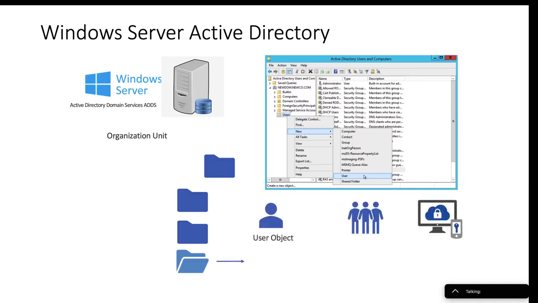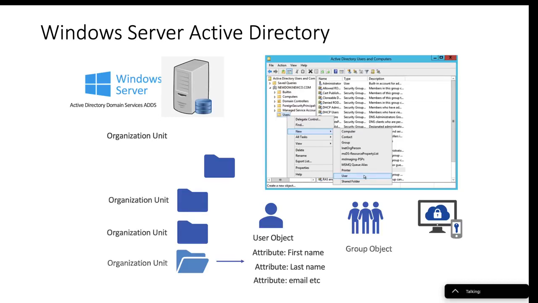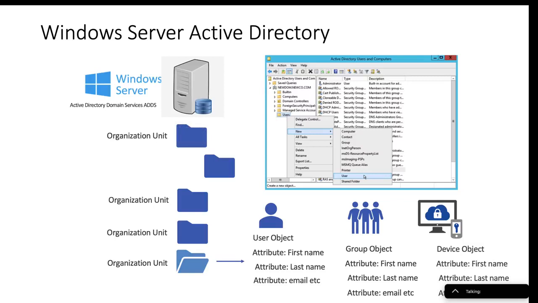Now, of course, I said that Active Directory is a database, and databases have objects. So a user object, a group object, and a device object. And objects have attributes, such as a user's first name, last name, email address, and so on. The complete set of object types in Active Directory, we refer to as the schema. And as I said, you can organize your users into these organizational units. I'm going to be doing some demos in a moment.